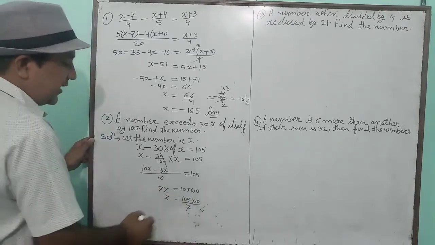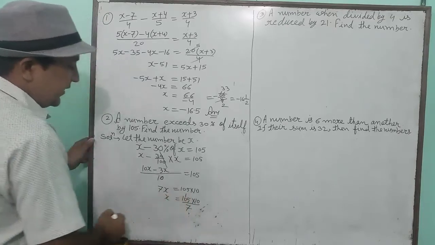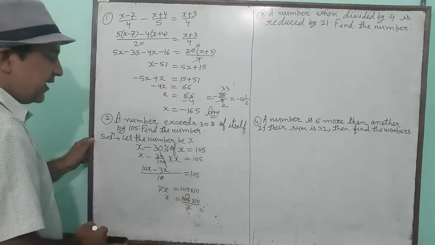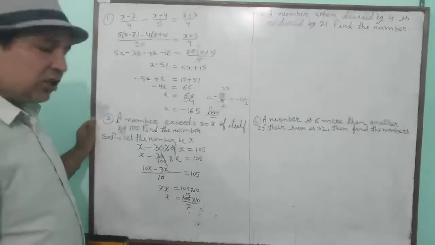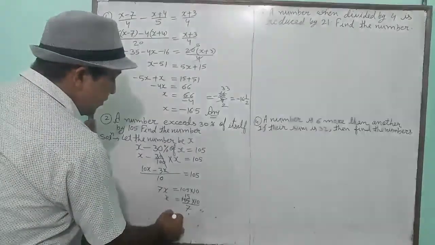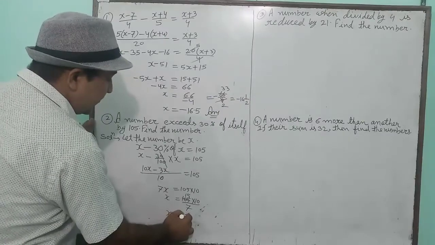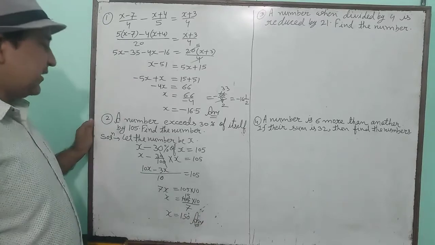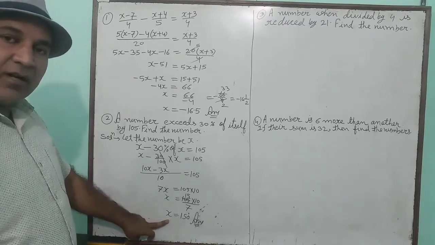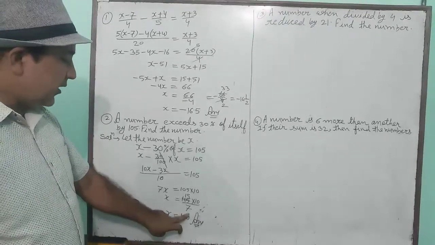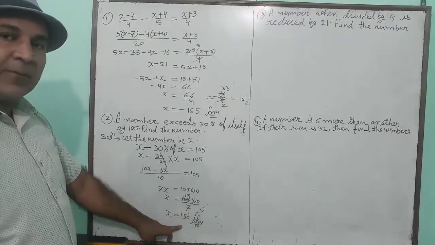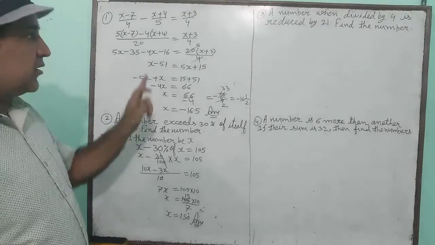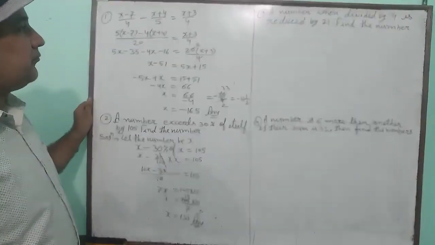7 into 1 is 7. 7 into 5 is 35. That means 7 divides 105 by 15 times. So x is equal to 15 into 10, which is 150. That means your required number is 150. When 150 is reduced by 30%, then we will get 105. Okay? Now see question number 3.